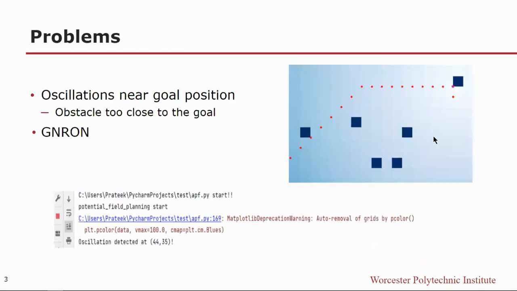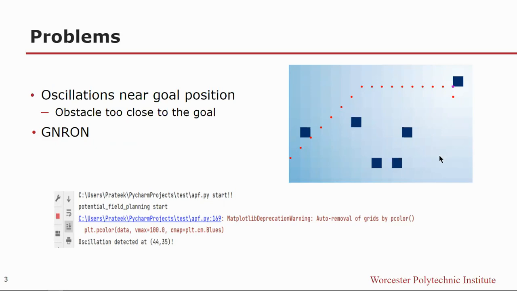are as follows. So the first problem that we have identified is oscillations near goal or target position. This happens when the obstacle is very close to the target and causes the robot to oscillate near the target and never reach the target. The other problem is goal not reachable near obstacle, which is abbreviated as GNRON problem. Here in this figure, you can see the oscillation condition detected near the target and also the error message that is generated on the terminal.